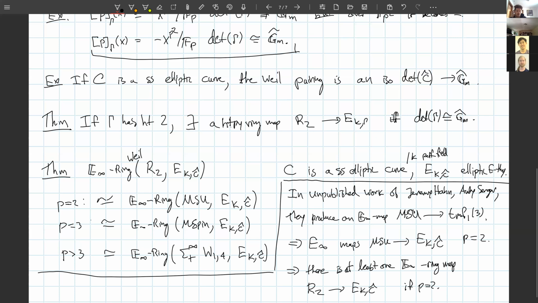I don't think that in these other cases we know that these mapping spaces, these E infinity ring maps from M spin to E_K hat, are non-empty.